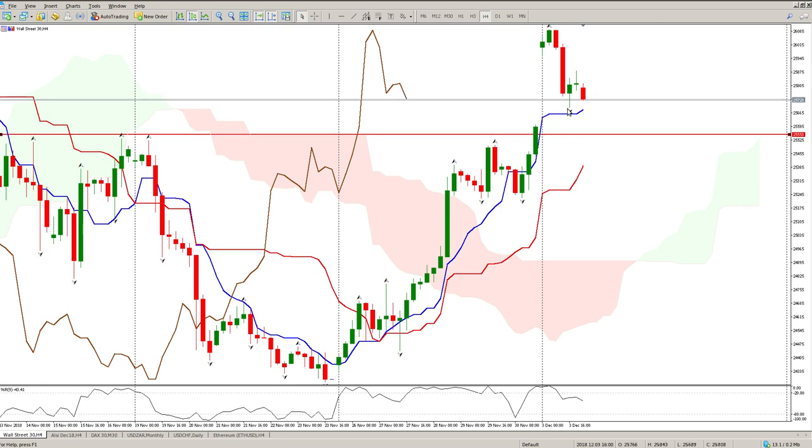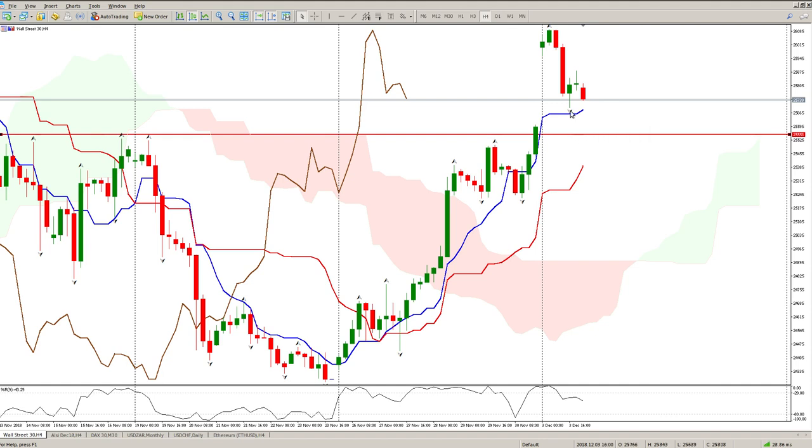I'd pretty much be looking for a long on the bounce of Tenkan-sen. So if it comes back into Tenkan-sen, take the bounce, put my stop below here. Okay, but this is pointing up. There's no reason to be short just yet.